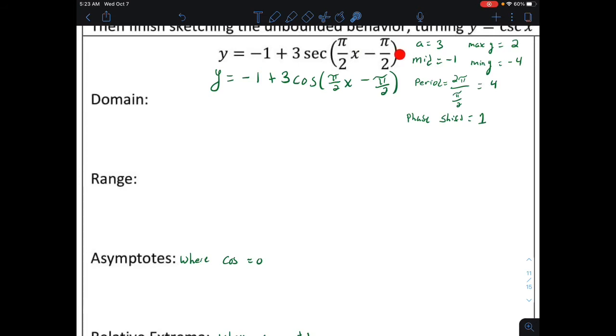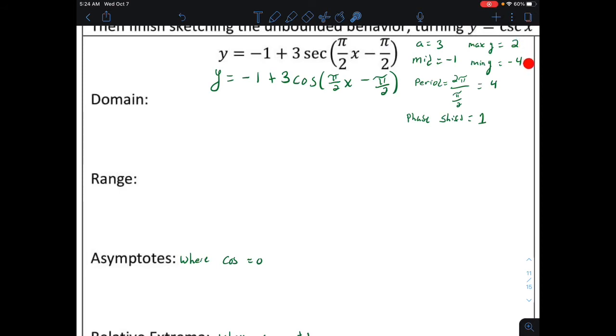If my goal is to graph it and then analyze it, I'm going to create a graph for the cosine wave that is the reciprocal of this. So I'm going to graph -1 plus 3 times cosine of pi over 2x minus pi over 2. Now, in order to graph that cosine wave, we'd find the amplitude, midline, and period of that function. You have an amplitude of 3, midline of -1, which means that our maximum y would be 2, because midline plus amplitude.